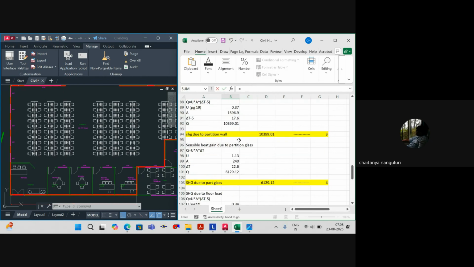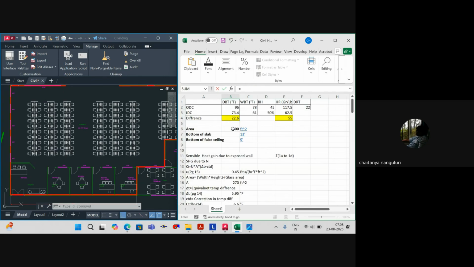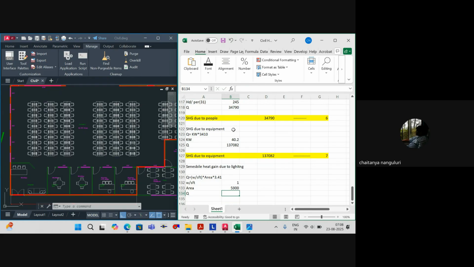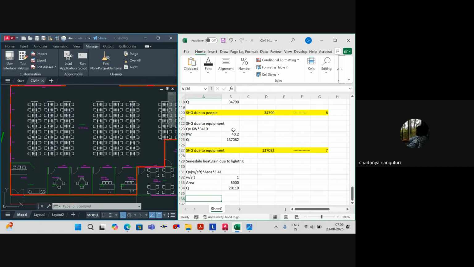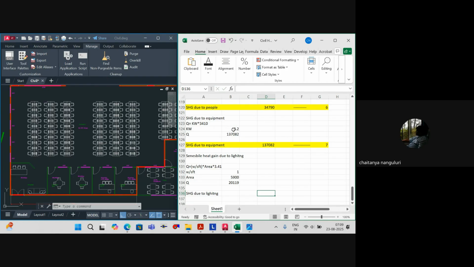Area of our space we already know, area of air conditioned space, which is 5900 SFT. And then coming to Q value is equal to this into 3.41. You will get the total value, which is this one. So which is your Q value, sensible heat gain due to lighting. Sensible heat gain due to lighting is equal to this one. You'll get it, which is equation number 8.